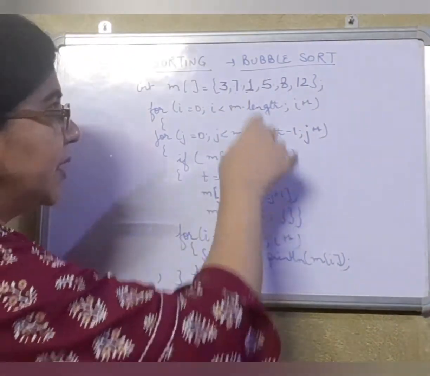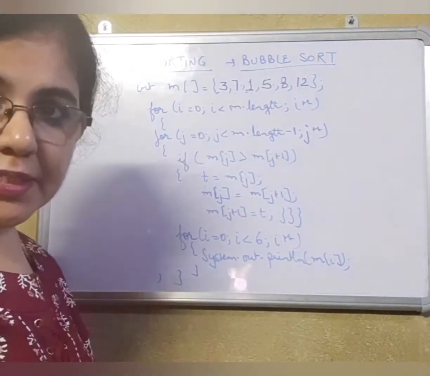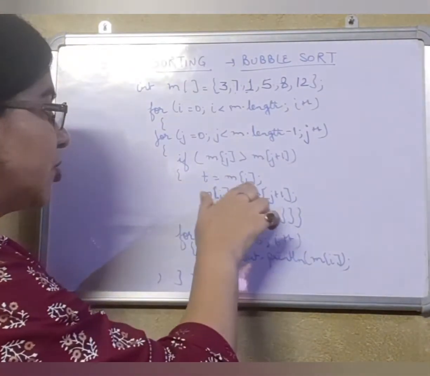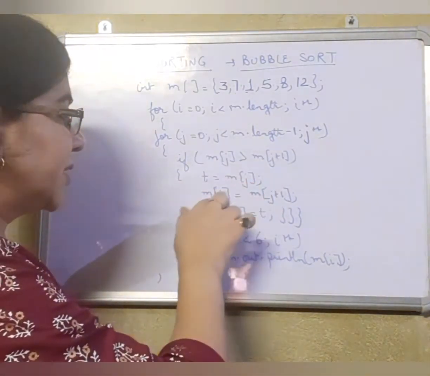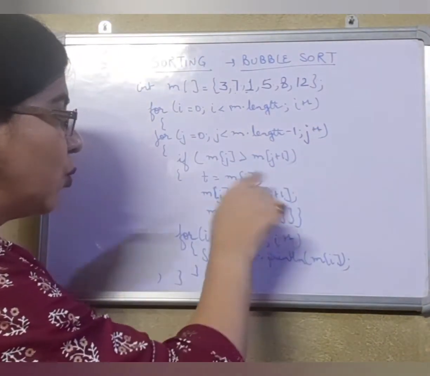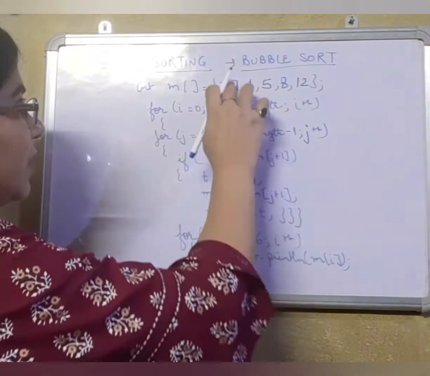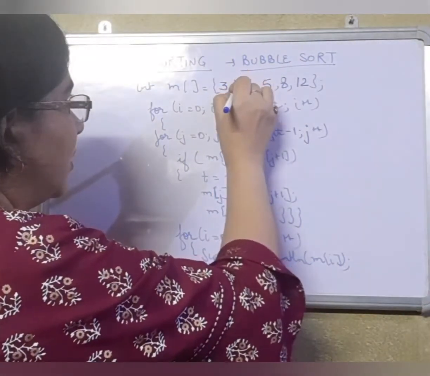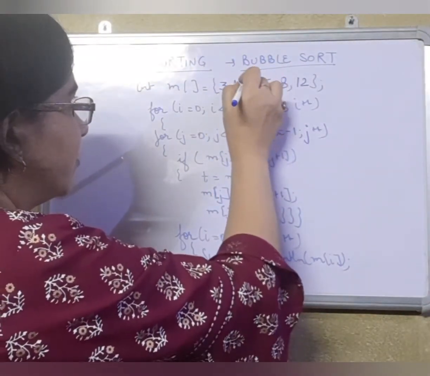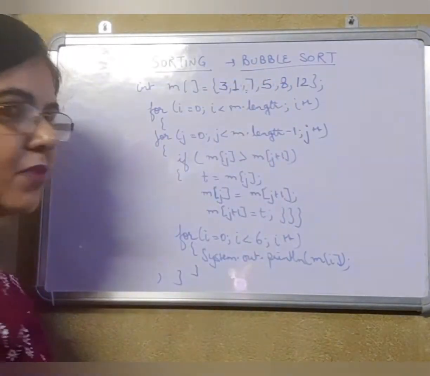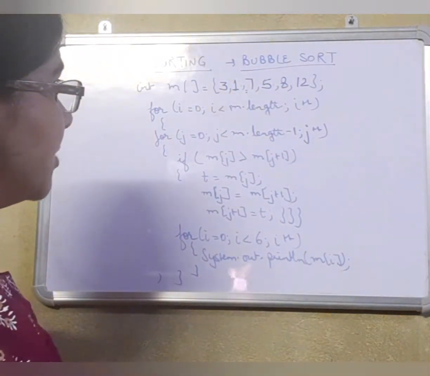7 is greater than the neighboring number 1. Yes. So t is equal to mj, and t is going to take 7. Instead of 7, you will get 1, and instead of 1, you will be getting 7. So here we have got 1. Then j plus plus becomes how much?